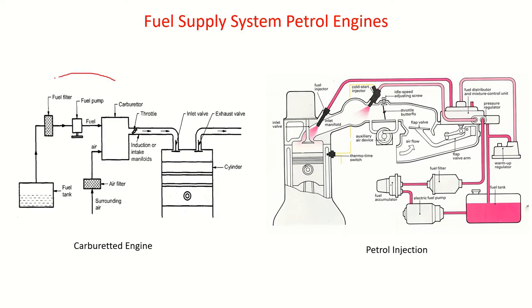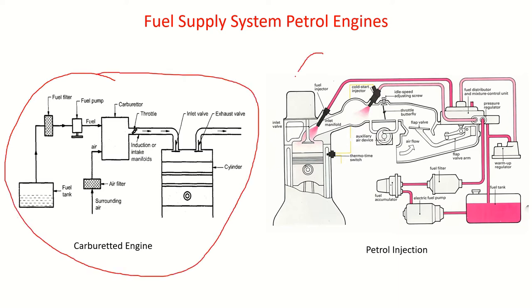Here I have shown a carbureted engine system. Here I have shown a petrol injection system. Just structurally, you have a fuel tank. From the fuel tank, the fuel flows into a fuel pump through a fuel filter. The pump pressurizes this fuel and supplies it to a carburetor.